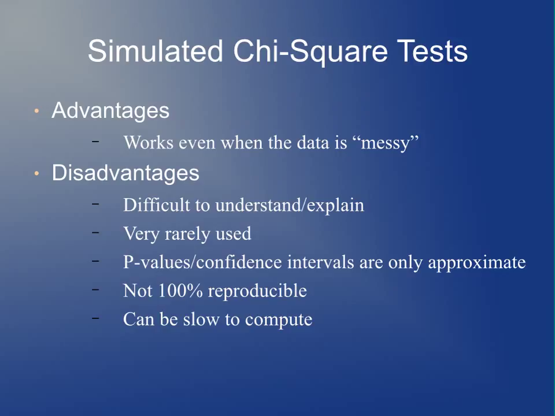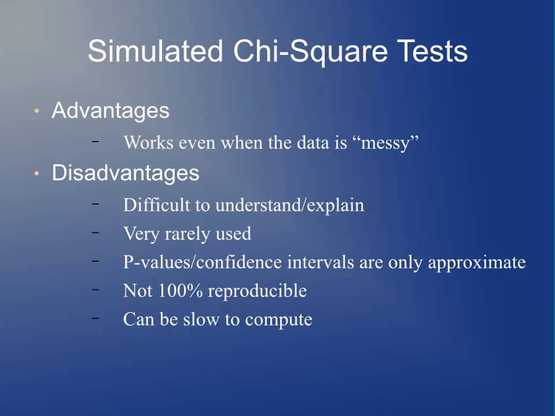The p-values and confidence intervals are only approximate. If you do a sufficient number of simulations, the results shouldn't vary much, but if you want completely reproducible research, the p-value can vary slightly if you run this multiple times, and as a result they're not completely reproducible. Particularly for large matrices, they can be slow to compute, although generally speaking they're not that slow.